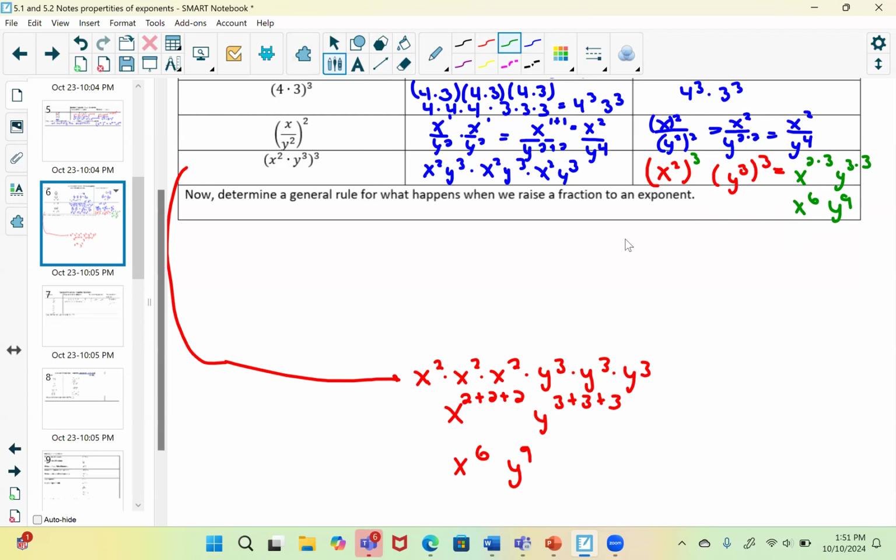But it says now determine a general rule for when we raise a fraction to an exponent. So if I have x over y to the m, we raise both x to the m and y to the m. Okay, and if I also have a product, x times y to the m, I raise each one, x to the m, y to the m. And then just remember, if x or y have an exponent already, then we multiply the exponents. Okay, and so that's kind of the exponent to an exponent property.